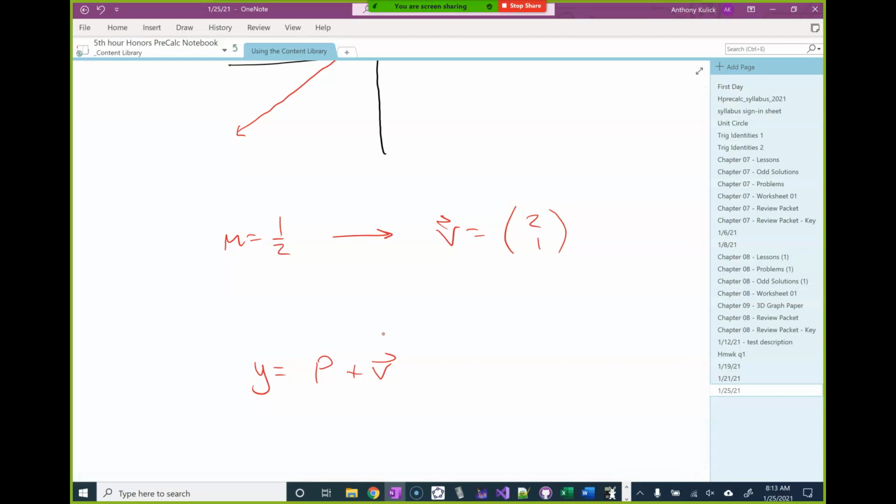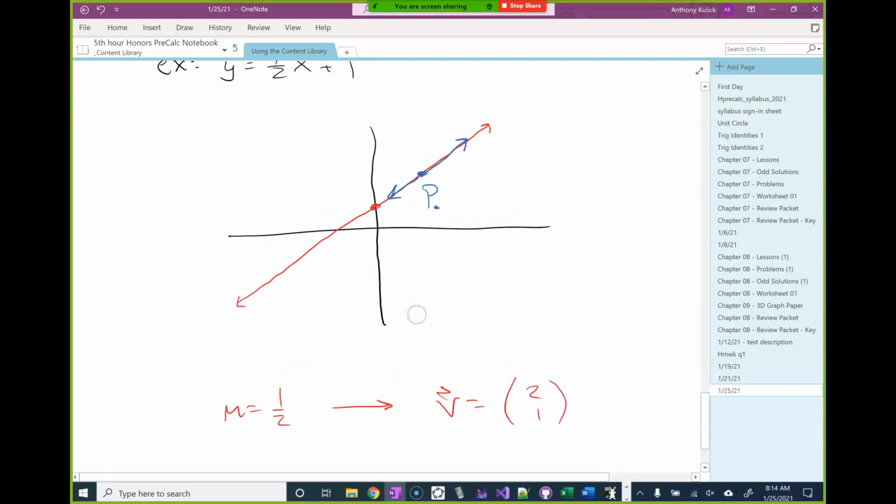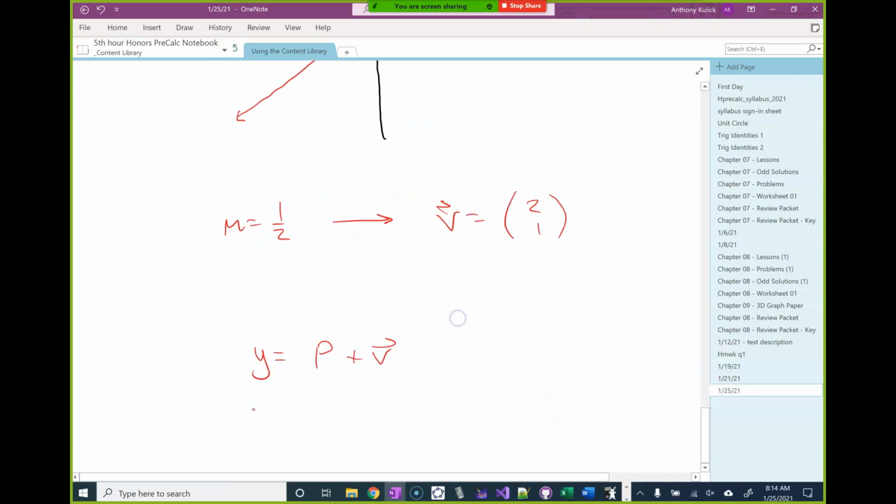So let's just make this point something numeric. This could be the point (2, 2). So we'd be saying y, which is a number, is equal to the point (2, 2) plus the vector ⟨2, 1⟩. How the heck are we supposed to add a point to a vector? Does that make any sense to you guys? No. Right? So how are we going to fix that?